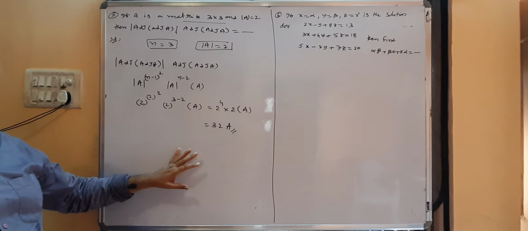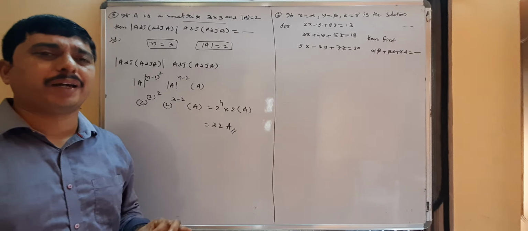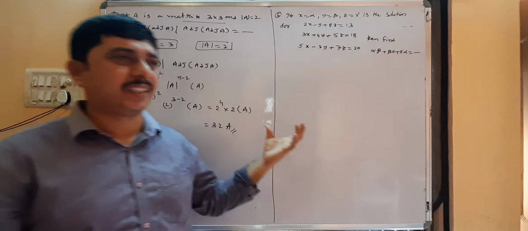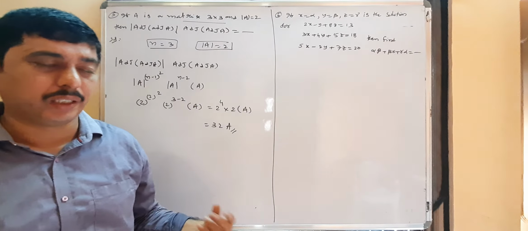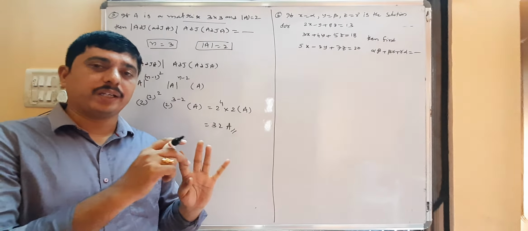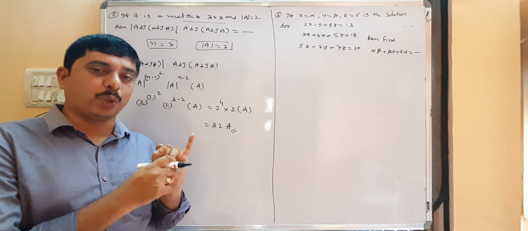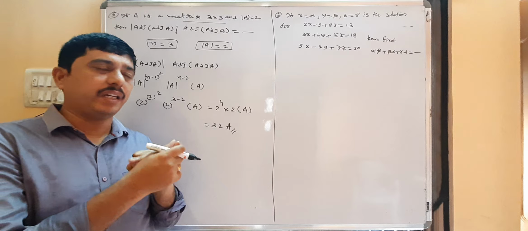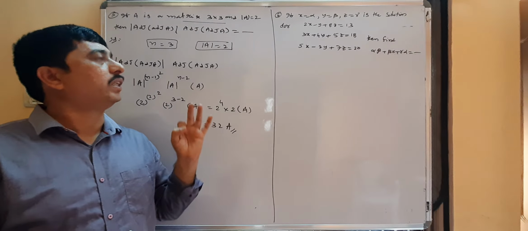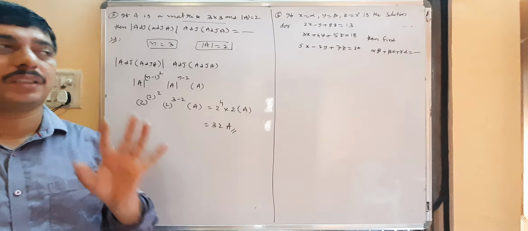Maximum, they are giving one question from the inverse, from the inverse of the matrix or the adjoint of the matrix. From the matrices there are four units: algebra of the matrices, determinants, inverse and adjoint, and linear equations. They give one question from linear equations, one from inverse and adjoint, determinants may or may not be one question, and algebra of the matrices one question.